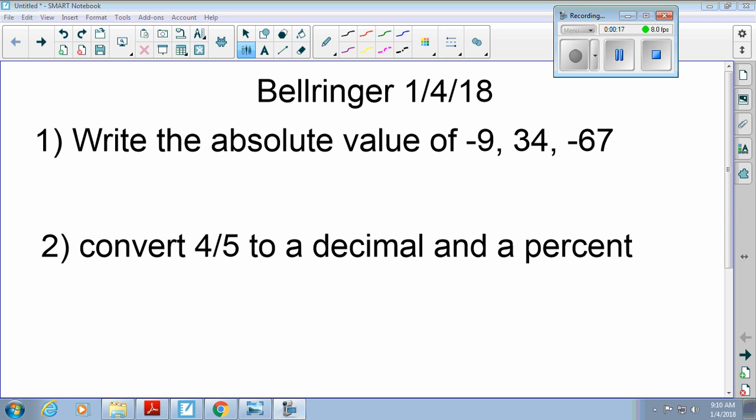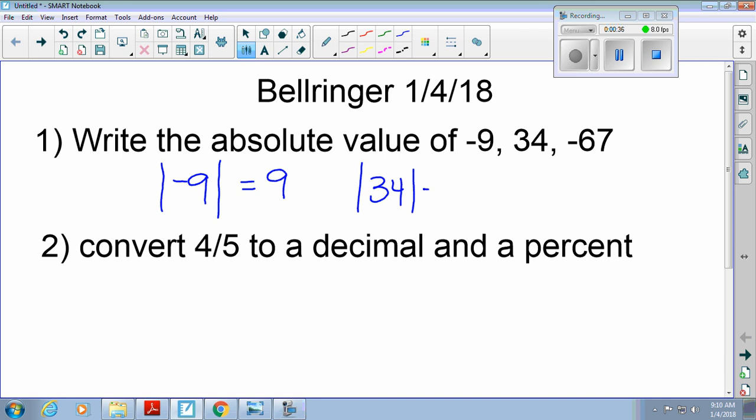Anyway, we have a bell ringer. It says write the absolute value of -9, 34, -67. So who can tell me what the absolute value of -9 is? Jaden, nice and loud. 9. Very good, 9. All right, absolute value of 34. Willow. 34. Very good. And the absolute value of -67. Justin. 67. Very nice.